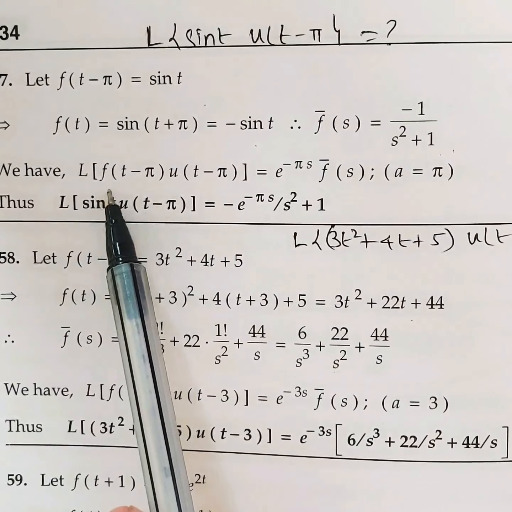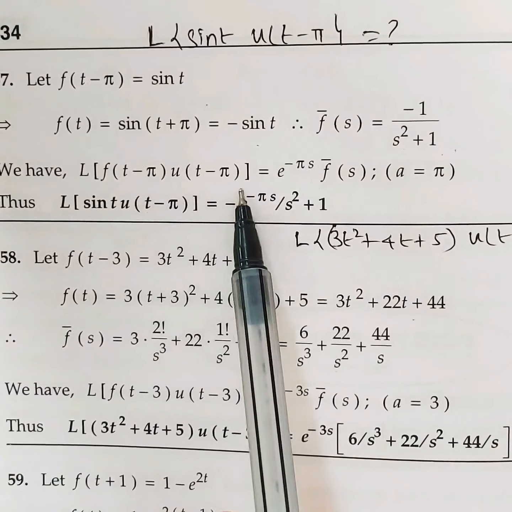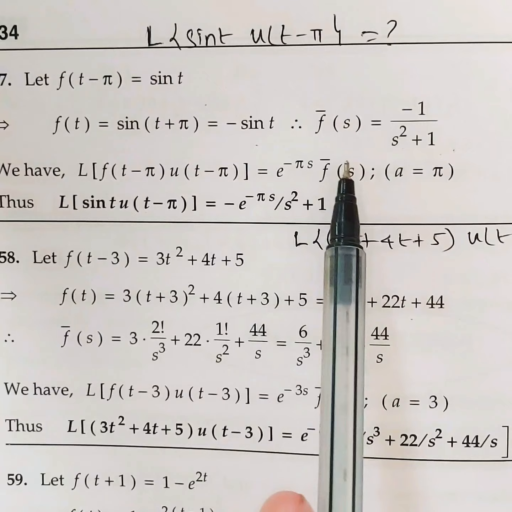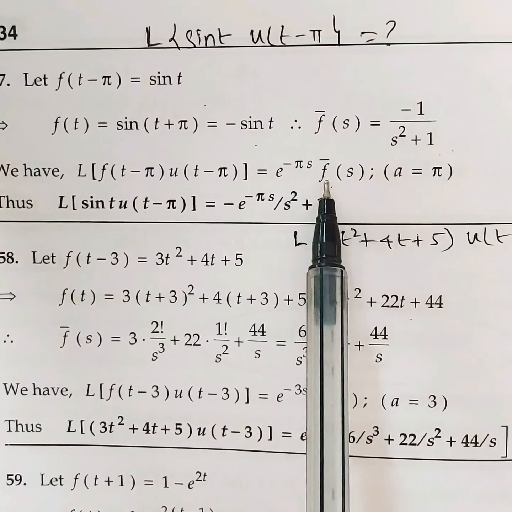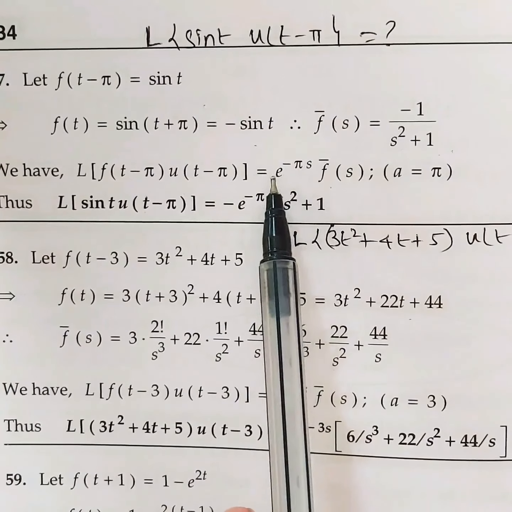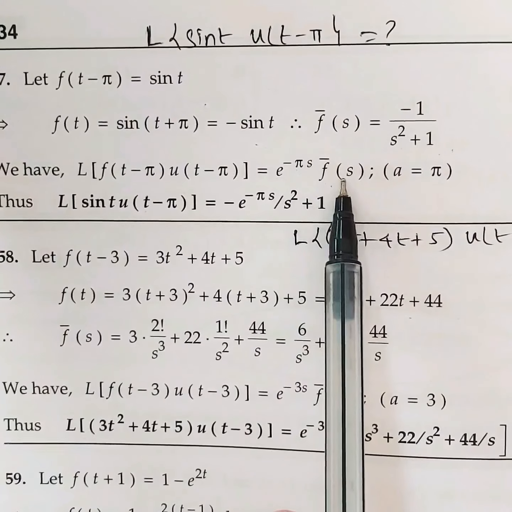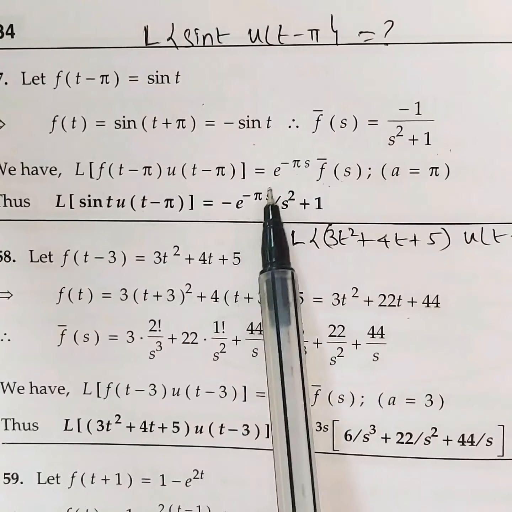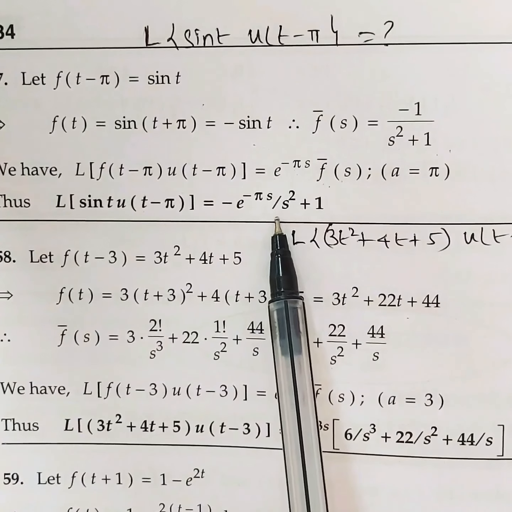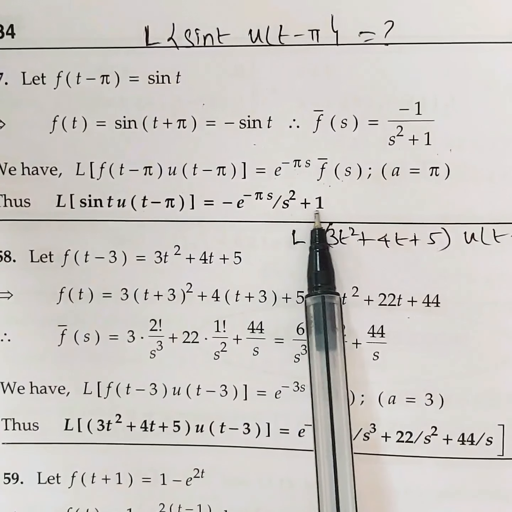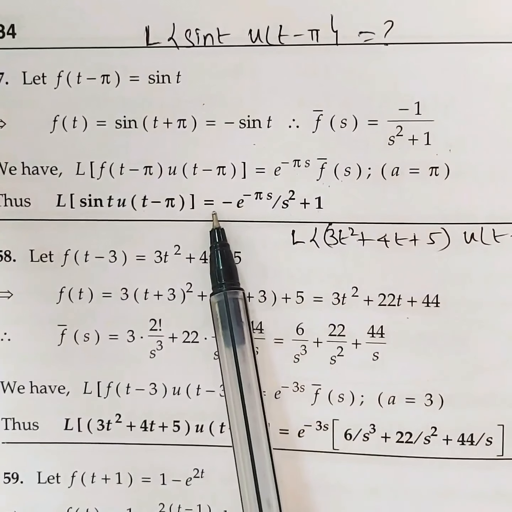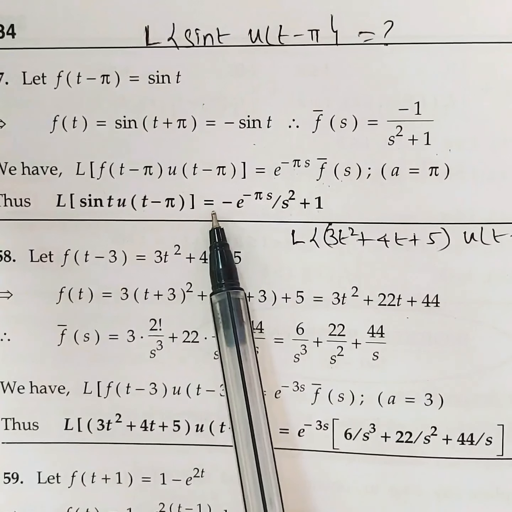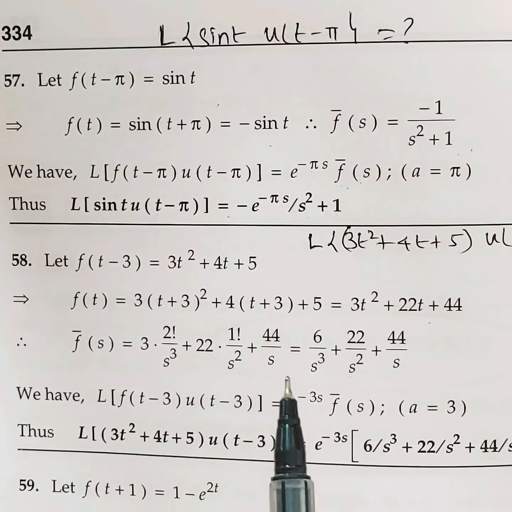Now, Laplace of f of t minus pi into u of t minus pi is e power minus as into f bar of s. In the place of a I have pi. So e power minus pi s into f bar of s. What is f bar of s? Just now we have got this answer. So e power minus pi s into 1 by s square plus 1. So this negative sign has gone in the front. That's it.